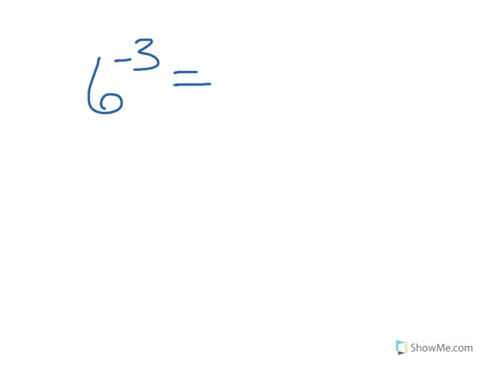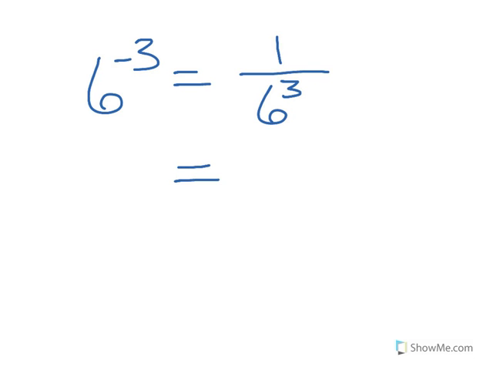Let's take a look at this one. 6 to the -3 power. We know that negative signs mean that our power is going to move to the denominator. They do not mean that the result is going to be negative. In fact, they have no effect whatsoever on the positivity or negativity of our result. That depends on the negativity of the base in the first place and whether or not the power happens to be odd or even. So we have 1 over 6 cubed.